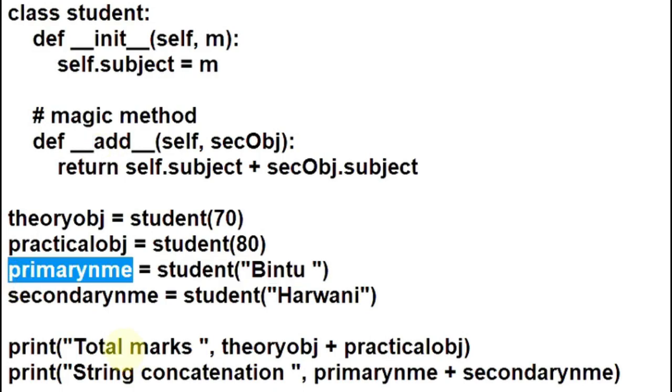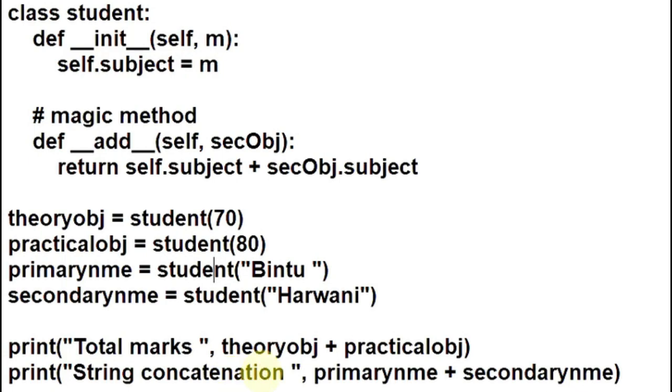You are making an object primary enemy of the student class, and obviously this bin2 will be passed as an argument and assigned to this m parameter, and from there this bin2 string will be assigned to the subject instance attribute. After that, the control will come over here. You are creating another object secondary enemy, and this harwani will be passed to this m parameter and assigned to the subject attribute of the secondary enemy. Thereafter, here the control will come.